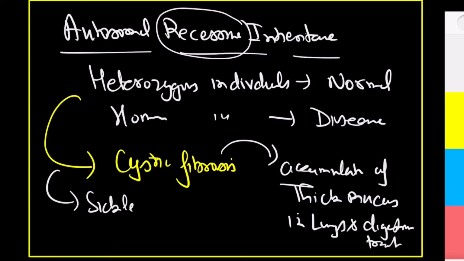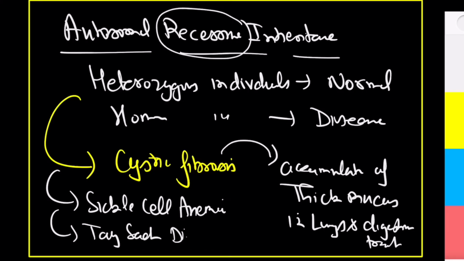So here there are other diseases like sickle cell anemia, Tay-Sachs disease, then phenylketonuria. All these are examples of autosomal recessive inheritance.